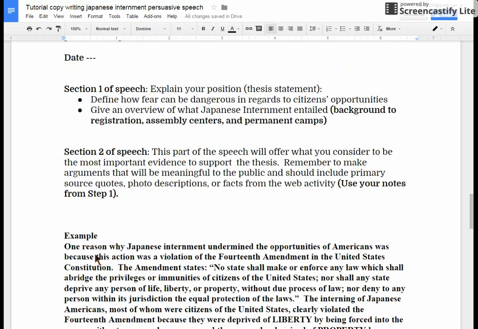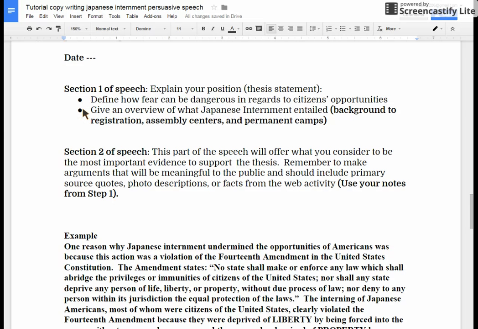So the first thing you need to do is actually give the date, and then you need to do section 1 of the speech. Section 1 will explain your position, clearly giving your thesis statement. The very first thing you should do is give that question. How does fear undermine Americans' opportunities? You need to develop a clear thesis statement that says fear undermines American opportunities, and then finish the thought from there.